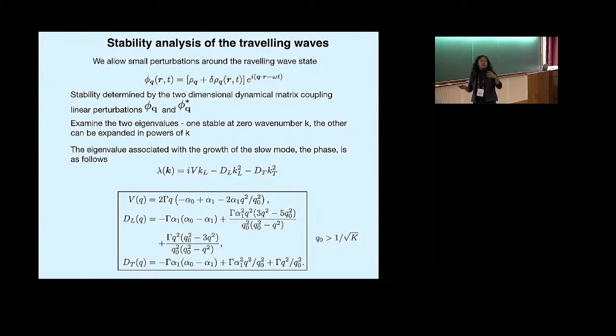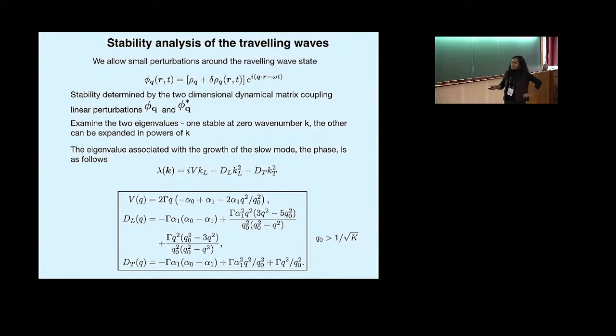The eigenvalue that describes the relaxation of the phase-like quantity can become unstable at small values of wave number, and we expand in small values of k to write it like this, so that the phase travels with a phase velocity v that depends on alpha 0, alpha 1, and also the wave number of the traveling wave around which we are doing the stability analysis. The perturbations decay or grow with two different diffusion coefficients, one along the direction of the traveling wave, given by dl, and the other which describes the diffusion in the perpendicular direction, given by dt.